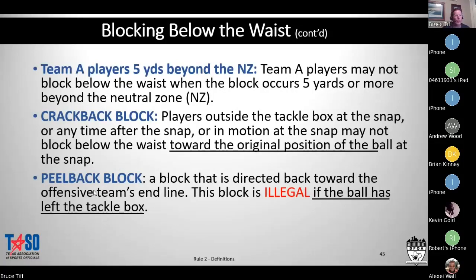You'll hear these terms a lot, crackback block and peel back block. You're going to hear them anytime you're in rule summaries and they're talking about blocking below the waist. These topics will absolutely come up.